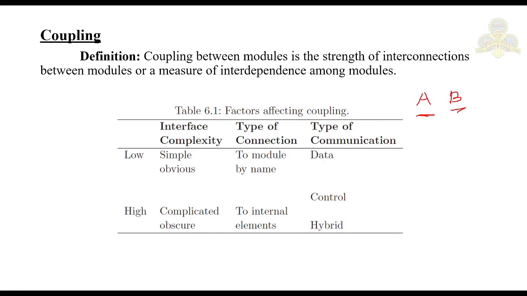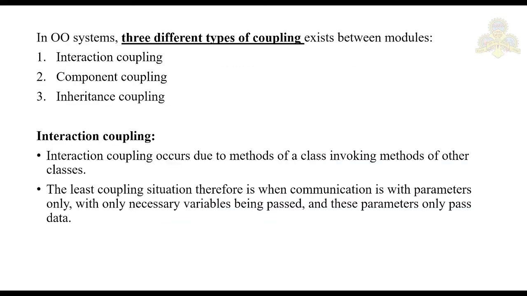Okay. Next we'll see the types of coupling. There are three types of coupling in object-oriented systems that exist between the modules: interaction coupling, component coupling, and inheritance coupling. Now we'll discuss each one of these.